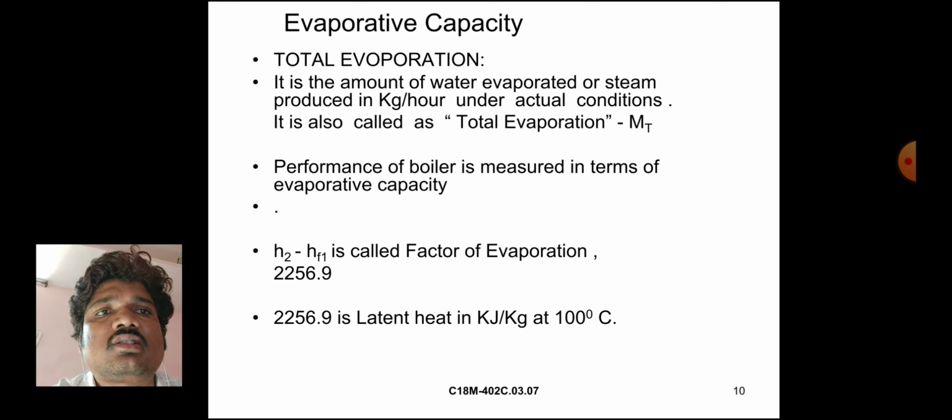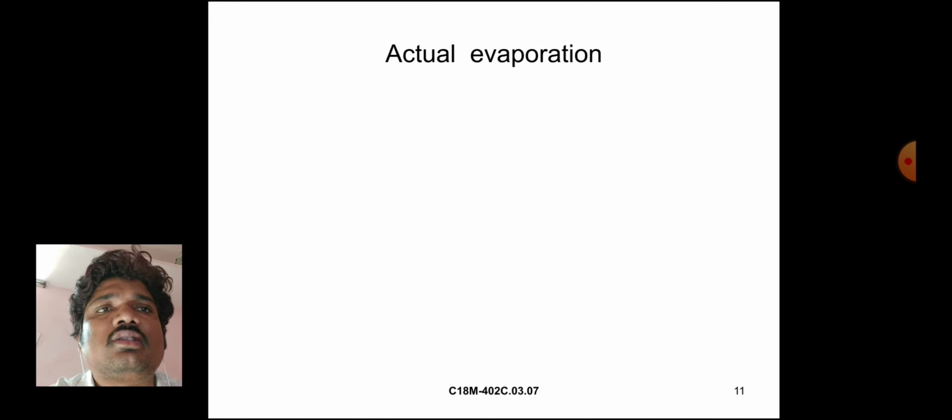H2 minus HF1 is called factor of evaporation. Value is 2256.9. 2256.9 is latent heat in kilojoule per kg at 100 degree centigrade.